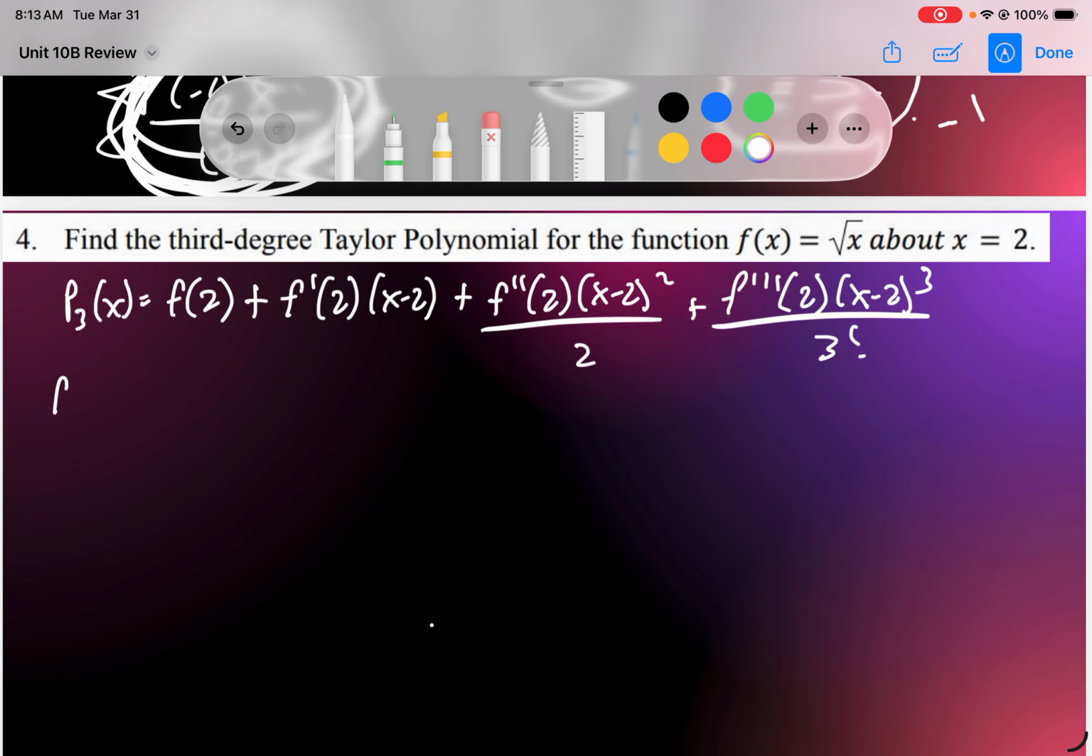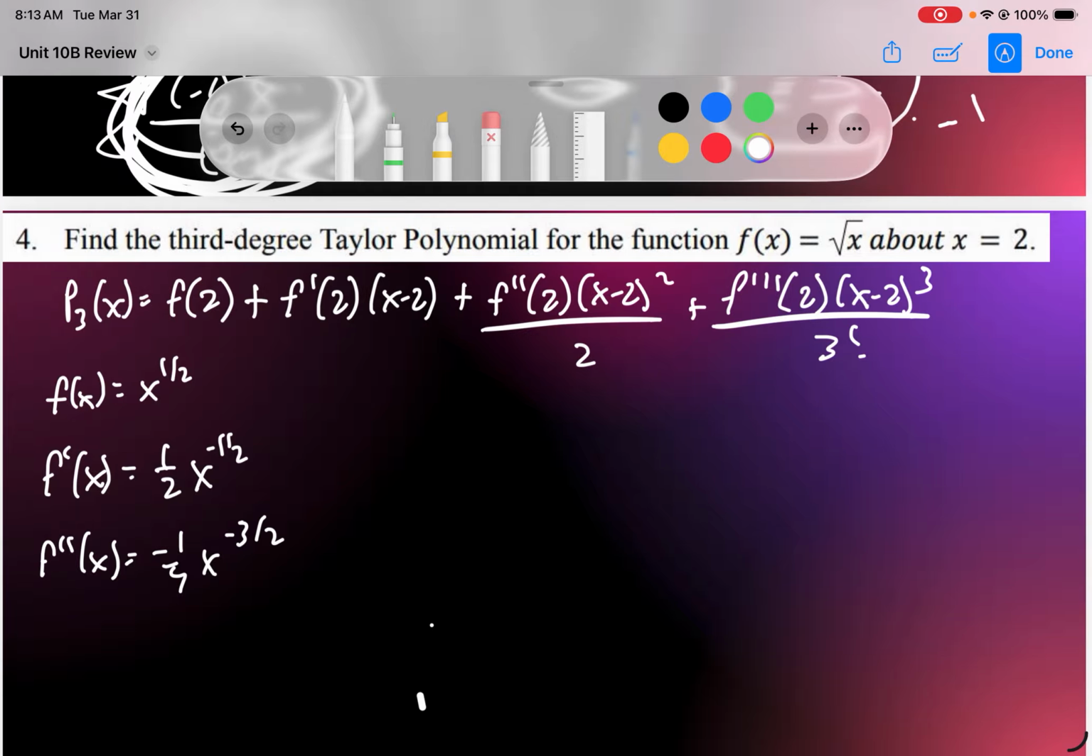So I have to go to the side and say, okay, f of x is equal to x to the 1/2. I'll write it as x to the 1/2 because the derivative will be a power rule, it'll be easier. So f prime is 1/2 x to the negative 1/2. Then f double prime would be negative 1/4 x to the negative 3 over 2. The third derivative of x would be positive 3 over 8 x to the negative 5 over 2.